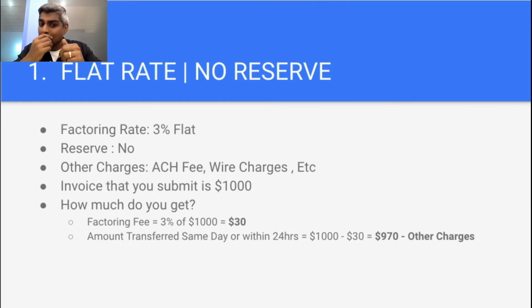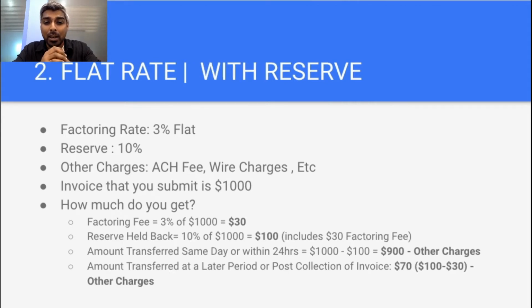So let's look at the second example. In the second example, the rates are still flat, but there is a reserve held. There could be some programs where it's a flat rate but with a reserve. So let's assume it's the same example. Here the factoring fee is 3% flat. There is a 10% reserve that's going to be held from the load value, and there are other charges. Now in the same way, let's say you submit the same $1,000. What happens? The factoring fee on $1,000 is the same flat $30.